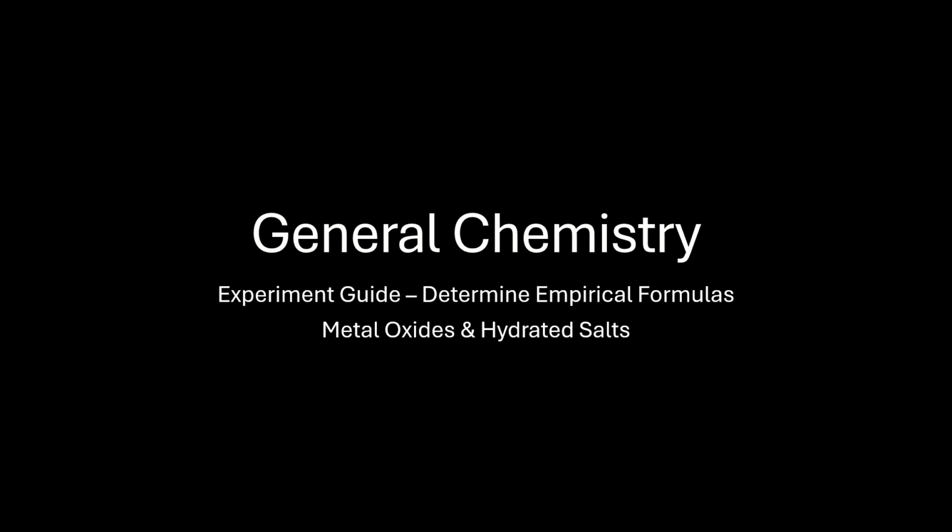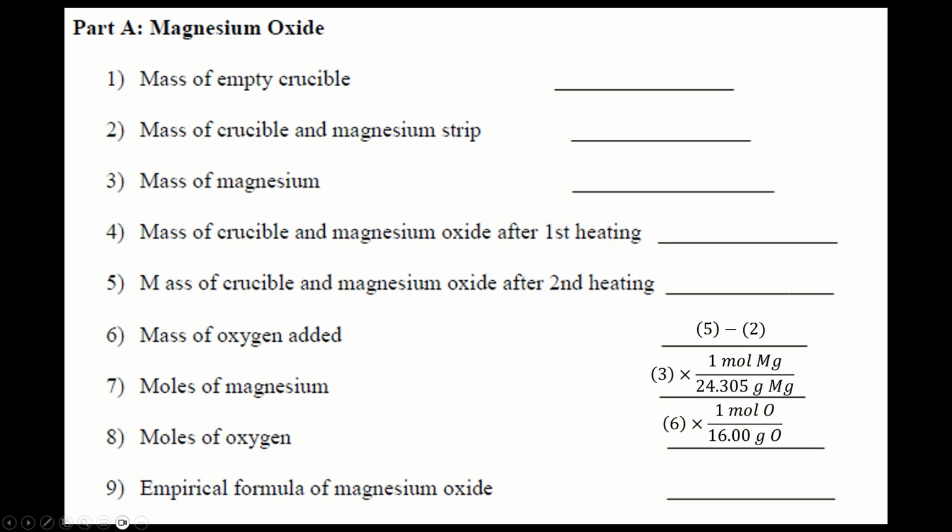What we're going to cover are the basics for determining empirical formulas, especially given our lab that dealt with oxidizing a metal and dehydrating a salt. For this first part, whether you do this part first or last doesn't matter, but what you're going to be doing is oxidizing magnesium. So you're going to be taking some initial magnesium and adding mass to it.